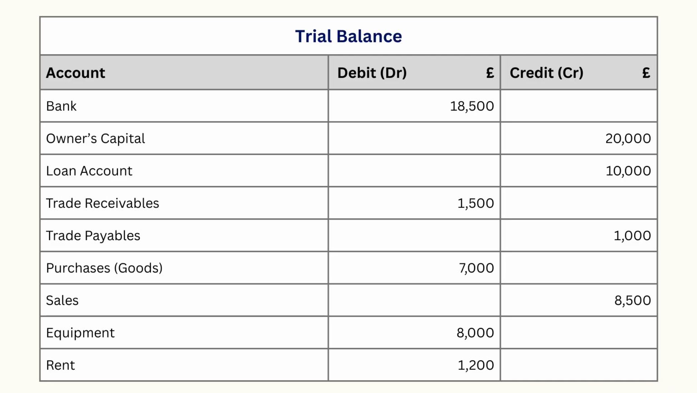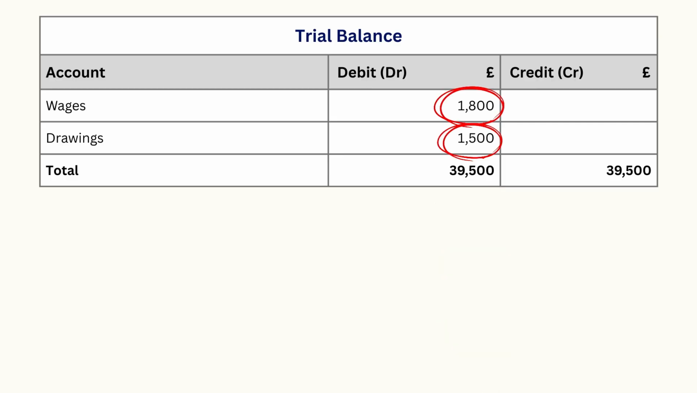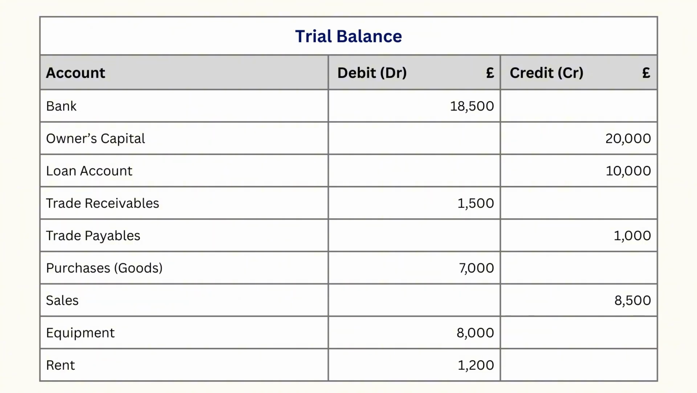Now we take the closing balances from each of the T accounts and list them in the trial balance. Every balance from the debit side of an account goes into the debit column of the trial balance, and every balance from the credit side goes into the credit column. So here we see bank, receivables, purchases, equipment, rent, also wages and drawings. All debit balances. On the credit side, we have capital, the loan, trade payables, and sales.